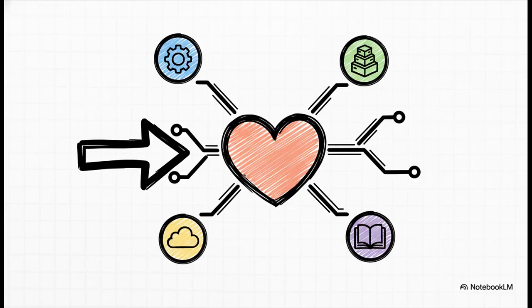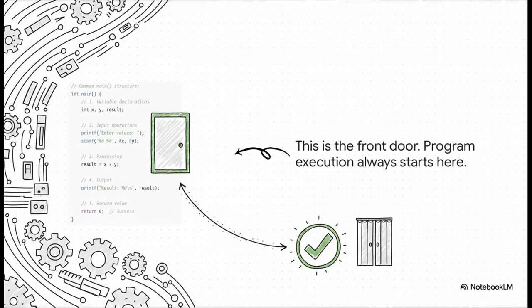And now, we've arrived. This is it. The absolute heart, the engine room of every single C program, the main function. You have to get this. No matter if you have 10 lines of code or 10,000, the computer always starts running your program right here, inside main. And when it gets to the end and sees that return 0, that's the signal to the operating system that, hey, we're done and everything went smoothly.